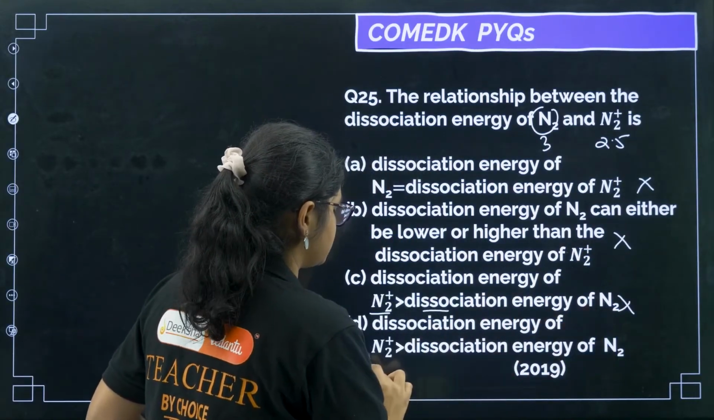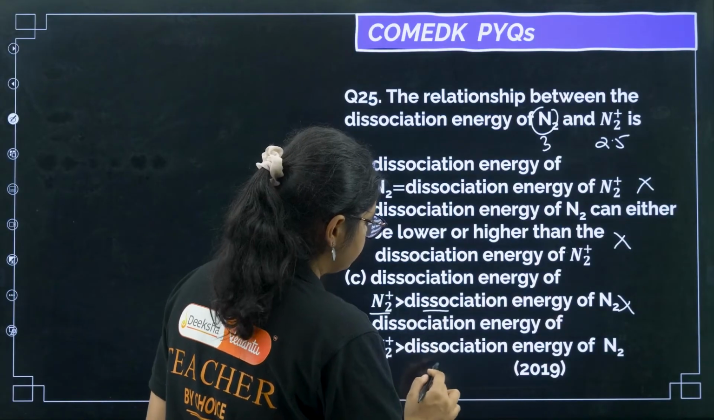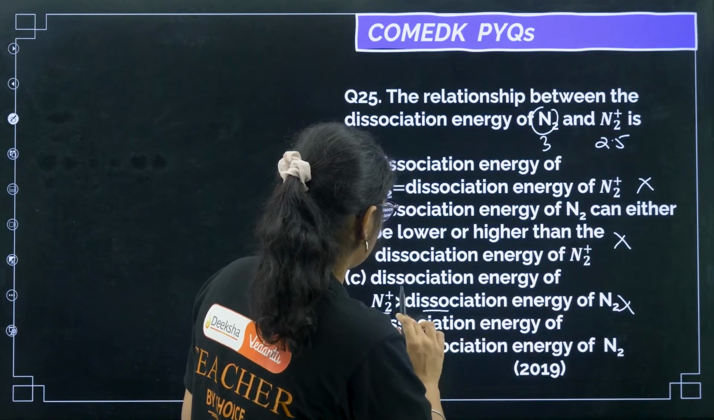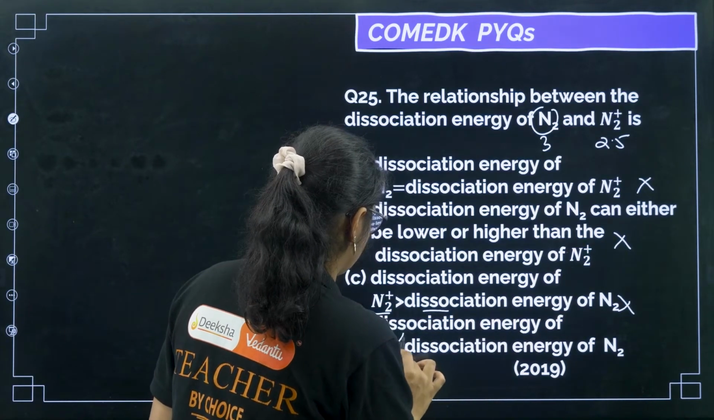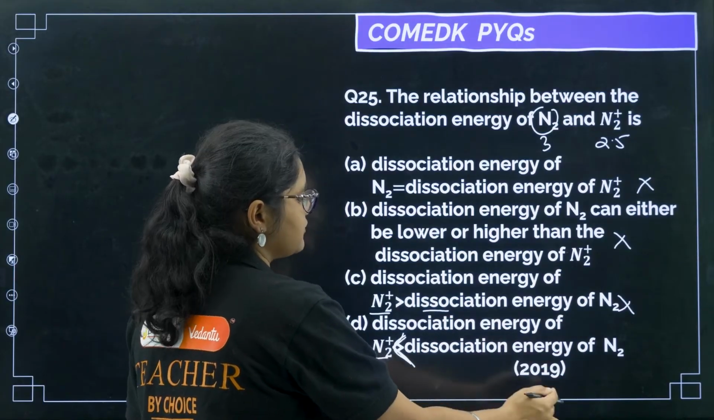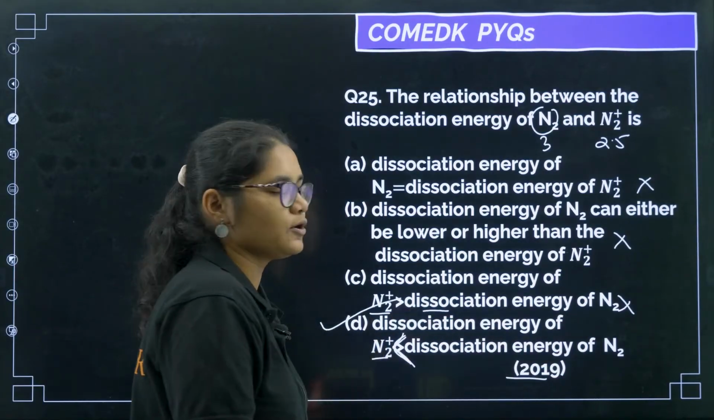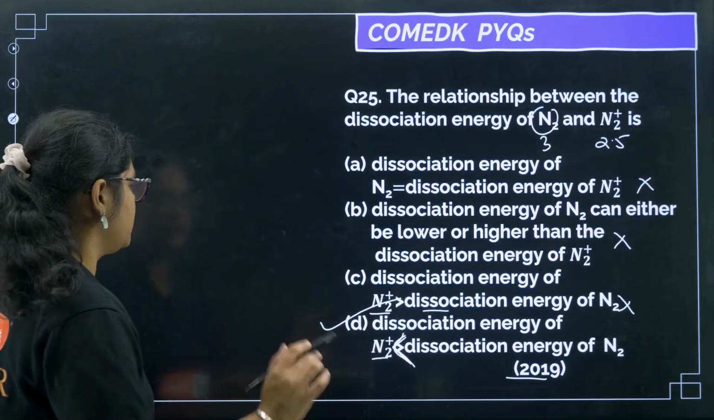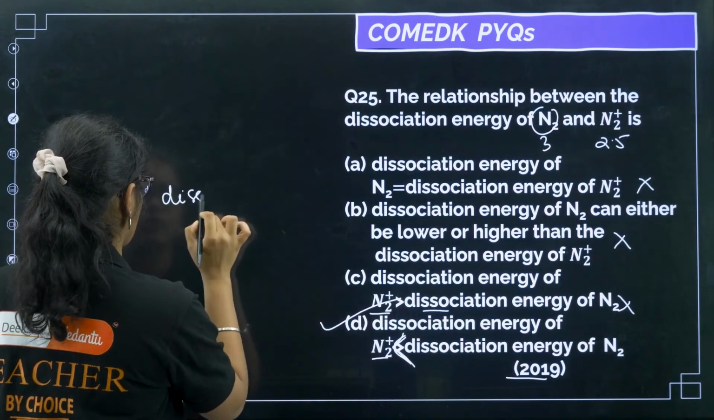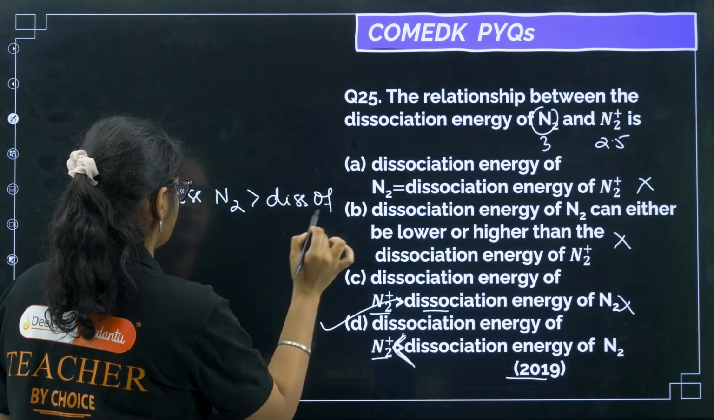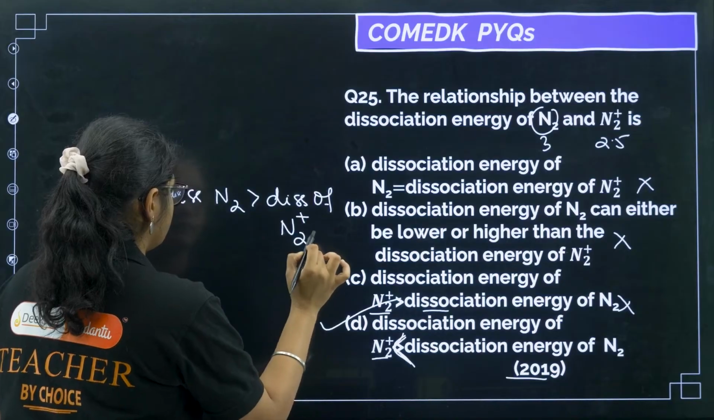No. Dissociation energy of N2 plus is greater than... okay, these two options are the same, right? So we can make it any one option like this. This may be incorrect. Is less than the dissociation energy of N2, 2019 question. This is correct, option number D here. I'll check these options, but the point here is the dissociation energy of N2 will be greater than the dissociation energy of N2 plus.